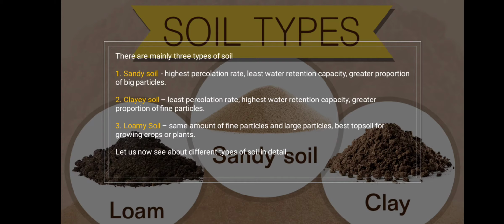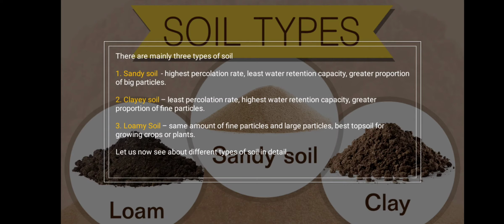There are mainly three types of soil. Sandy soil: highest percolation rate, least water retention capacity, greater proportion of big particles. Clay soil: least percolation rate, highest water retention capacity, greater proportion of fine particles. Loamy soil: same amount of fine particles and large particles. Best topsoil for growing crops or plants.